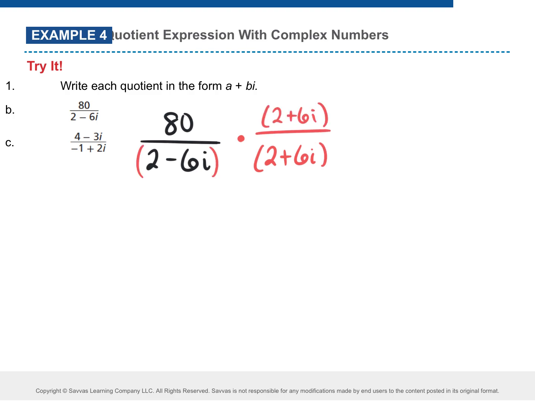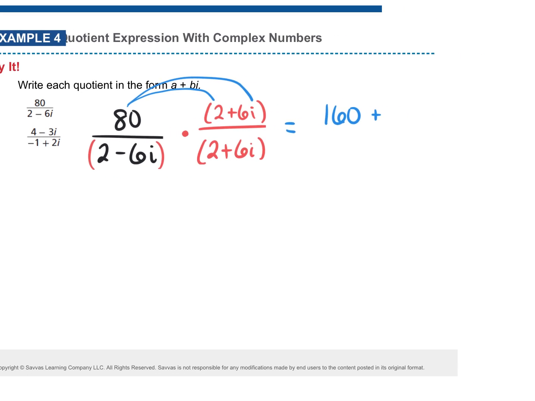Okay, what does this turn into? What am I going to do straight across? Multiply, right? What's 80 times 2? 160 plus, what's 80 times 6? I know we're getting a little big numbers here. It is 480i. Divided by, what do we do with those bottom two?